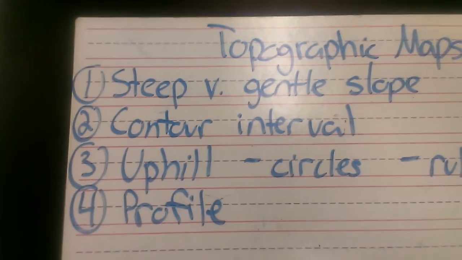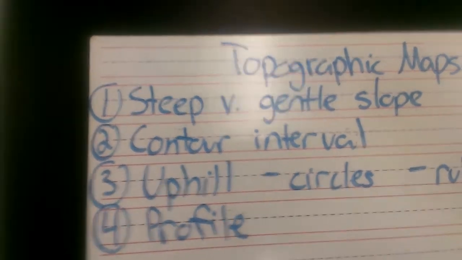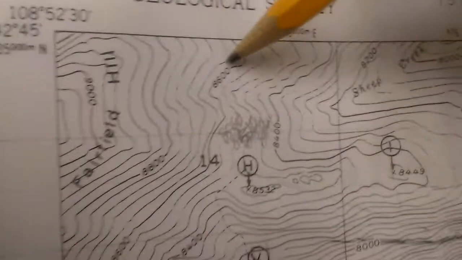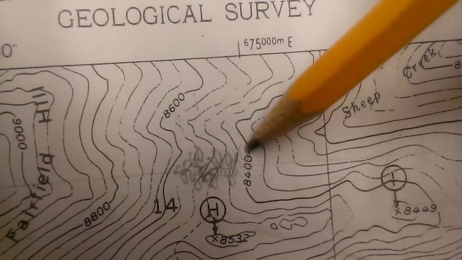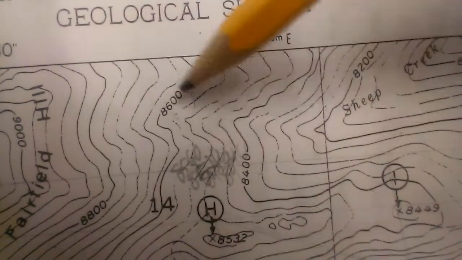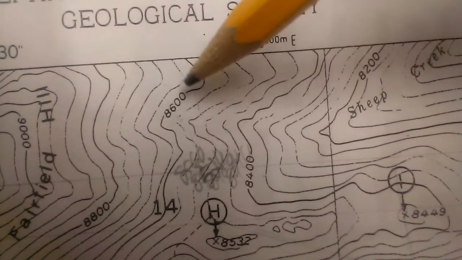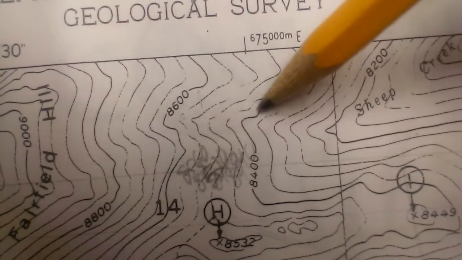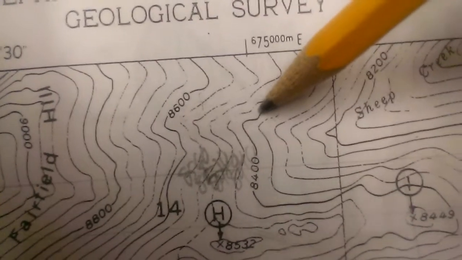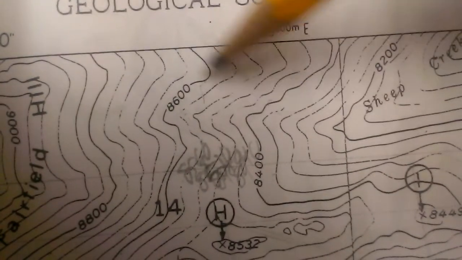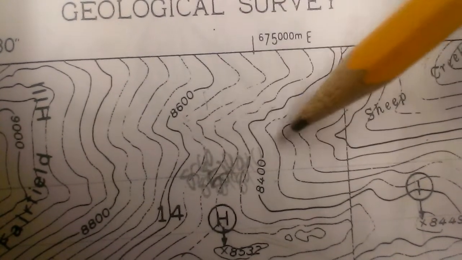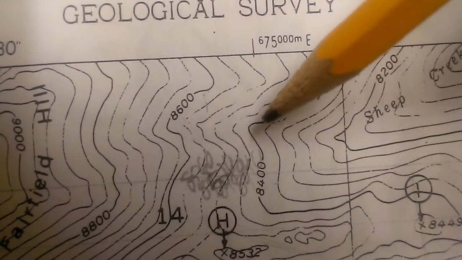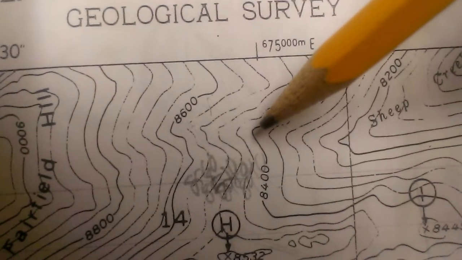Alright, next up, contour interval. So how do I find out how much the elevation changes between each line? So I'm going to go to a portion of my map and find my index contours that are labeled. So right here I have 8,600 and I have 8,400. So I know that it changes 200 feet between this index contour and this one. Now I want to know how much it changes between every contour line. That's my contour interval. So if I divide my 200 feet by the 1, 2, 3, 4, 5 spaces, I get 40 feet. So it should change 40 feet, but let's double check.